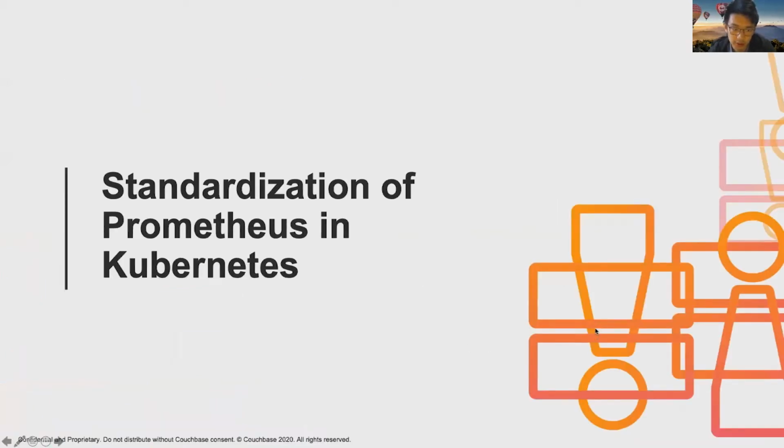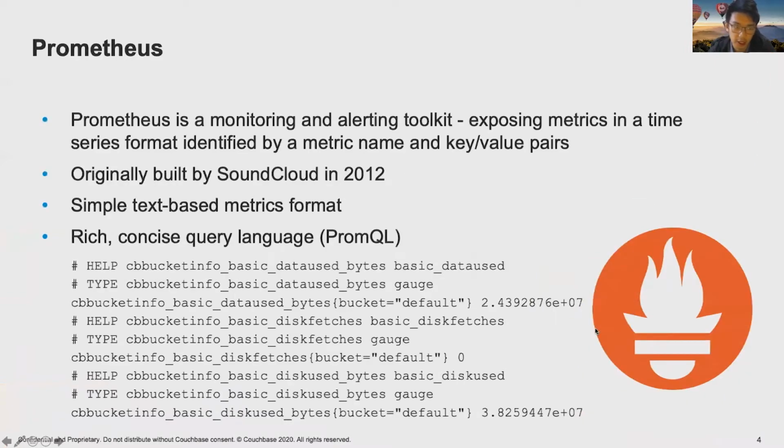So for the standardization of Prometheus in Kubernetes, first of all, what is Prometheus itself? Prometheus is a monitoring and alerting toolkit, exposes metrics in a time series format, identified by metric name and a bunch of key value pairs, as you can see in the example Couchbase Exporter Prometheus metrics we have at the bottom.